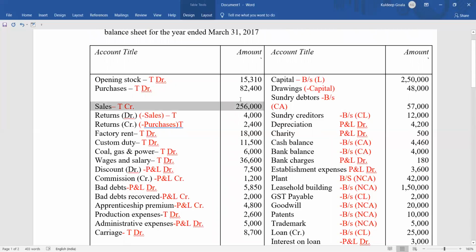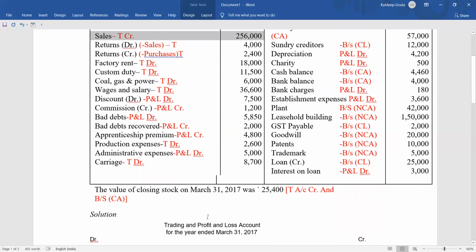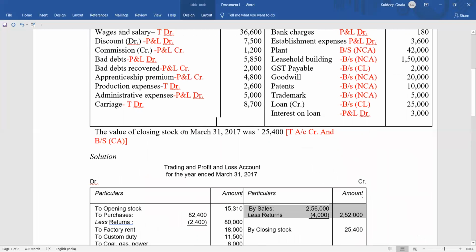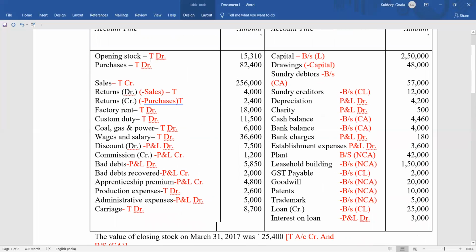Sales. What is the sales amount? 2,56,000. So it will come in the credit side. Along with that, there is a sales return of how much? 4,000. So it will come as "By sales 2,56,000 less return of 4,000". Outer column it is 2,52,000. Clear? Now let's see the rest of the items left.